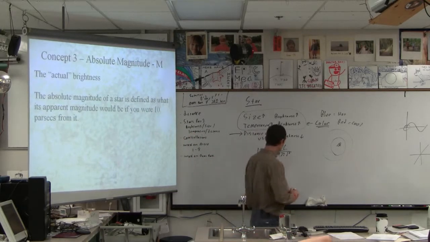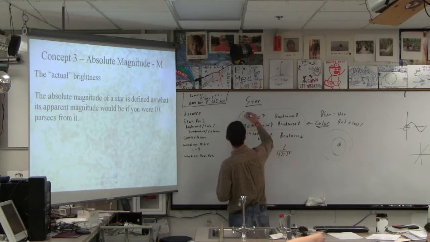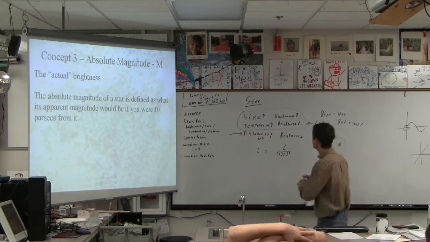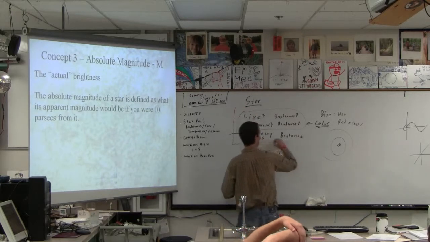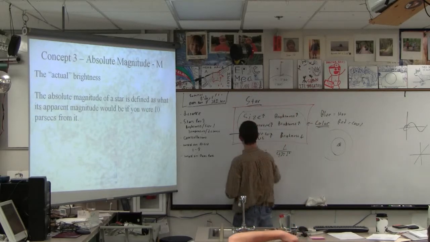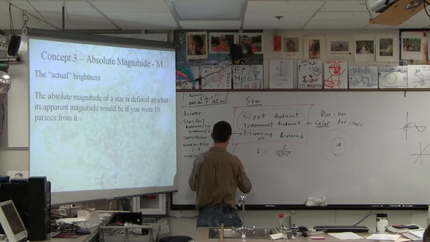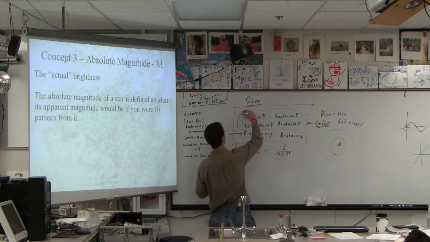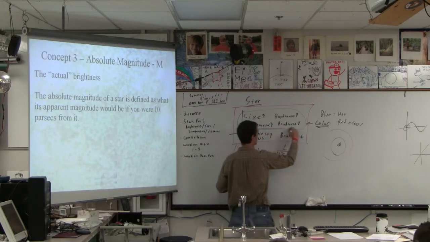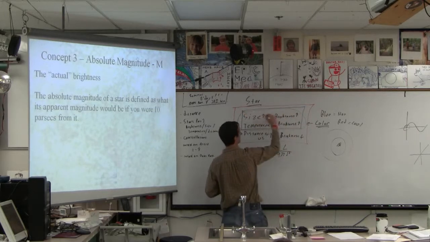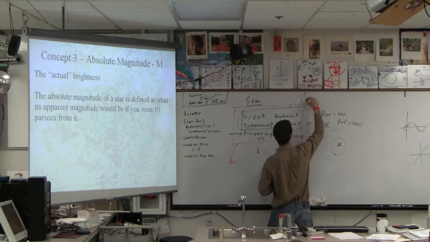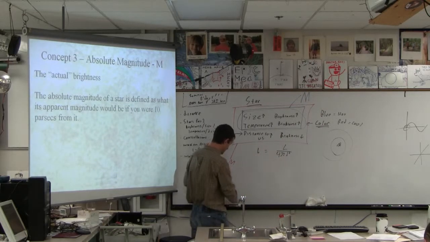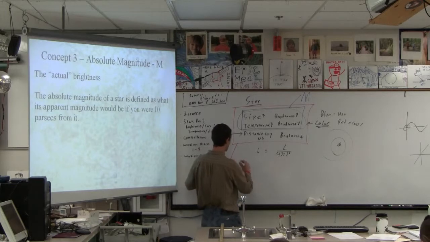So apparent magnitude, the little m, is a factor of all of these things. Let me draw a little diagram here. The apparent magnitude is a factor of all of those things. But absolute magnitude is an intrinsic property of the star. The big M is related to that, little m is related to this. This one is our apparent magnitude, how bright it appears.